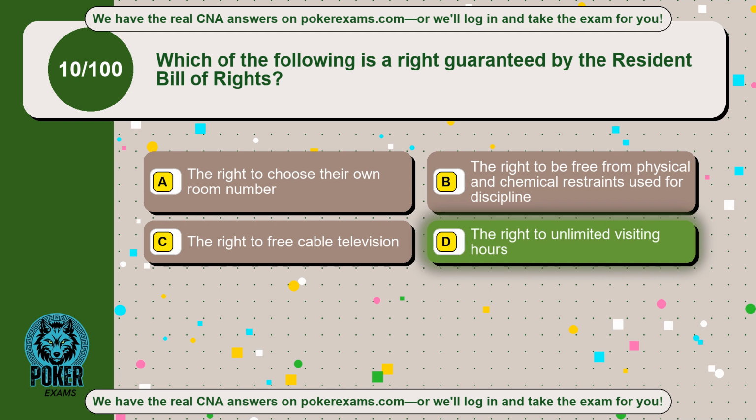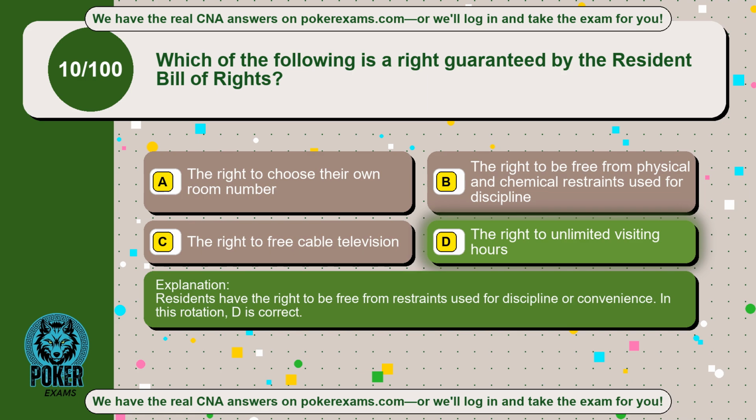The correct answer is option D. The right to unlimited visiting hours. Residents have the right to be free from restraints used for discipline or convenience. In this rotation, D is correct.